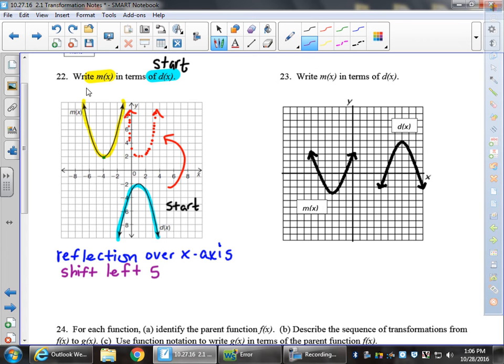So now let's see how we can work on writing m of x in terms of d of x. This will be m of x equals, a reflection over the x-axis is when we have that negative on the outside of our function. So m of x equals negative d of x, and now a shift left 5 would be x plus 5. And I'm done.